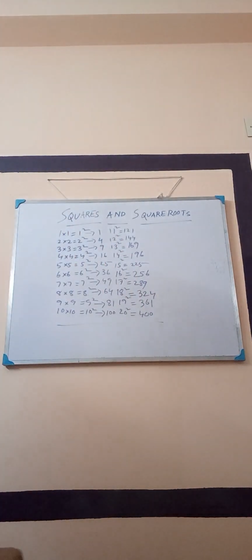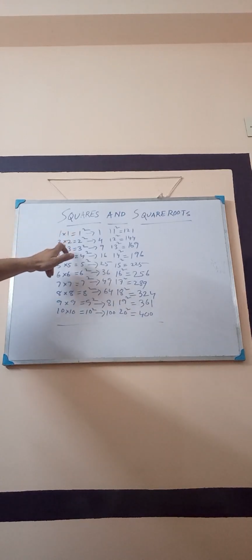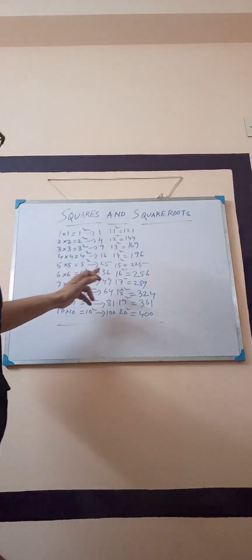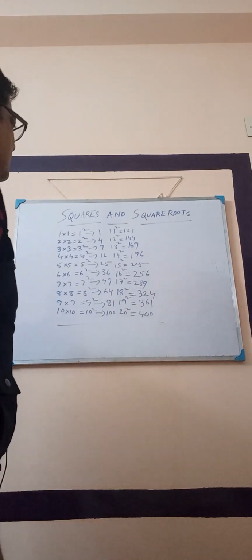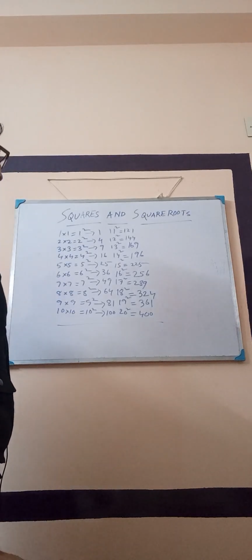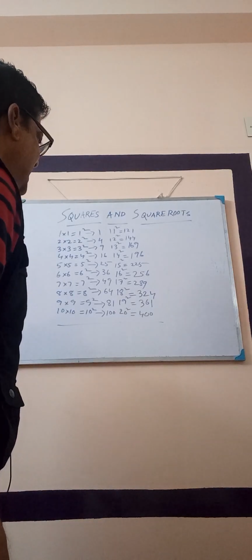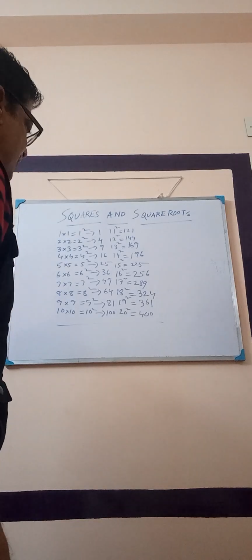Okay. Now if you just go through all the numbers, that means 1 square is 1, 2 square is 4, 3 square is 9, 4 square is 16, 5 square 25, 6 square is 36, 7 square 49, 8 square 64, 9 square 81, 10 square 100, 11 square 121, 12 square 144, 13 square is 169, 14 square 196, 15 square 225, 16 square 256, 17 square 289, 18 square 324, 19 square 361, and 20 square 400.